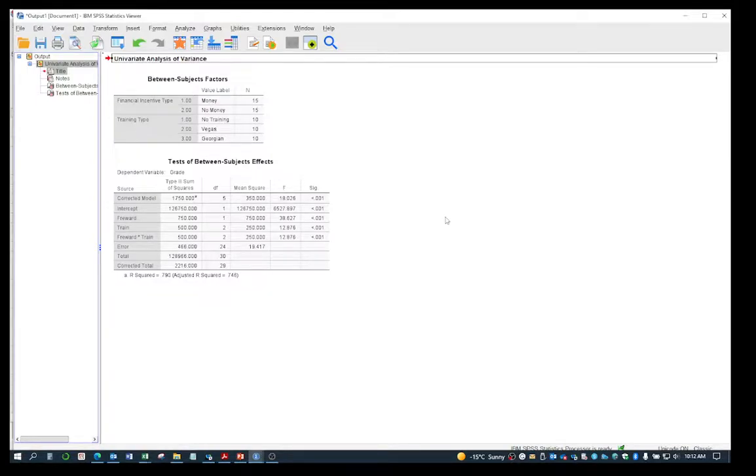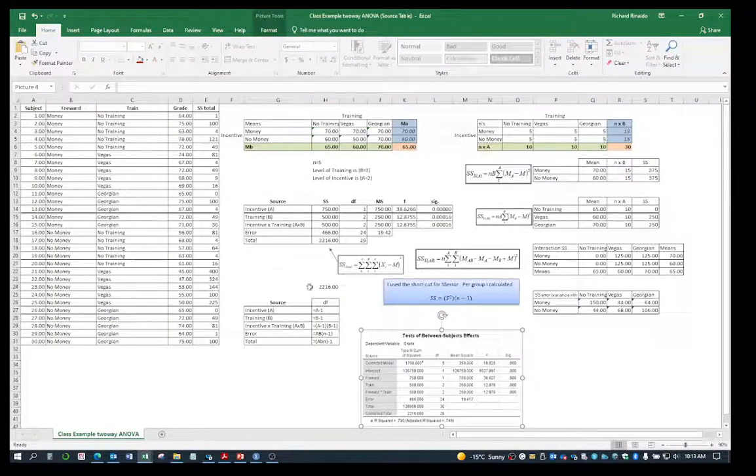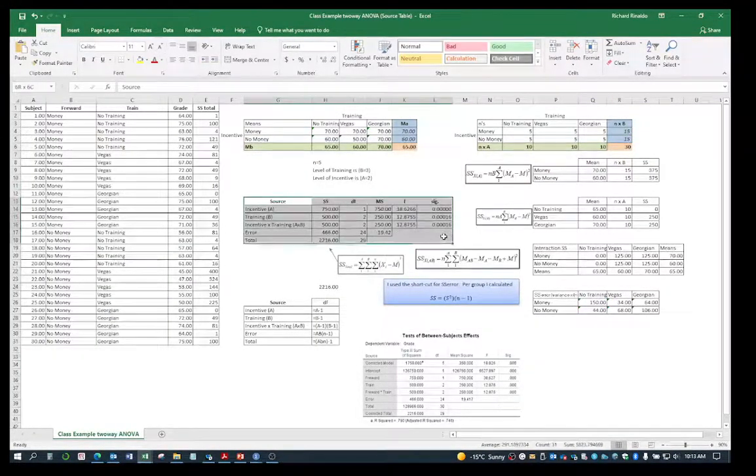from SPSS. We see our F reward, which is incentive type 750, training 500, interaction 500, and our error of 466, which replicates what we did by hand, and we can see our three Fs that are key to us. The F reward, F of 38.627, and then the training, and then the incentive by training interaction, right? So this table here, as I can see from my Excel, replicates our source table here, and here's our source table. Okay, so that's it for this week.